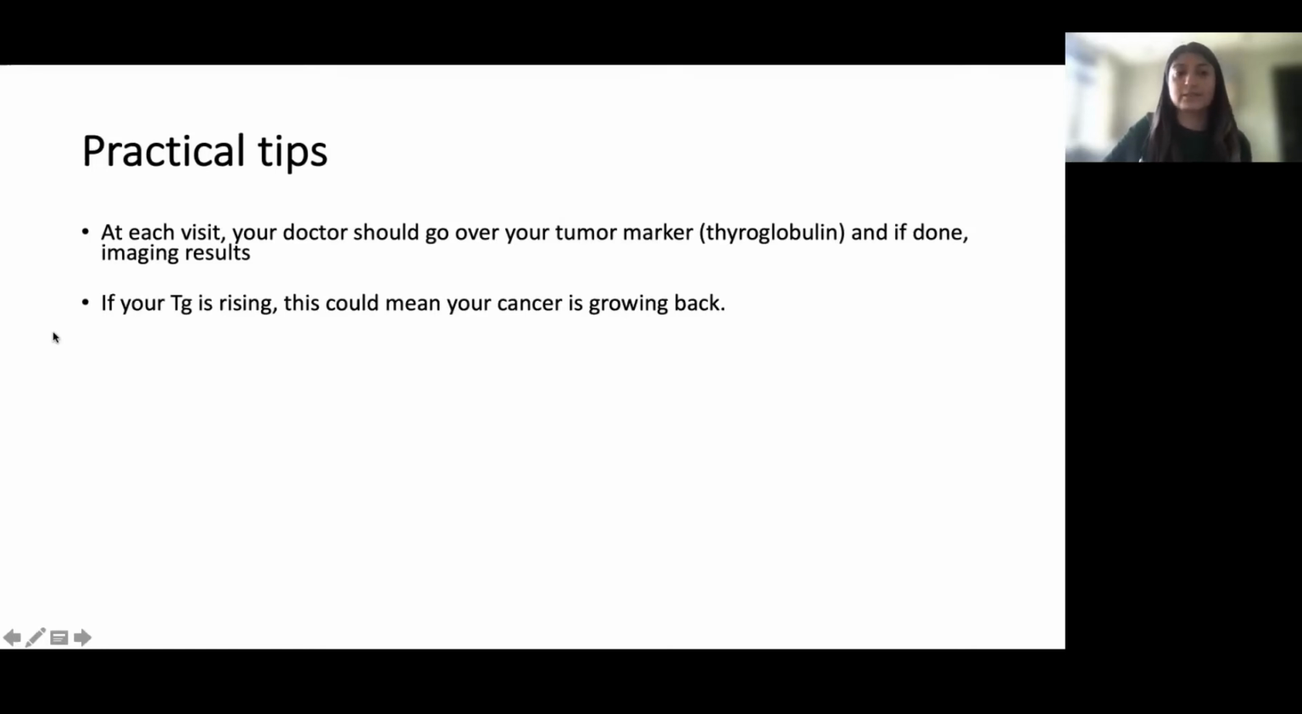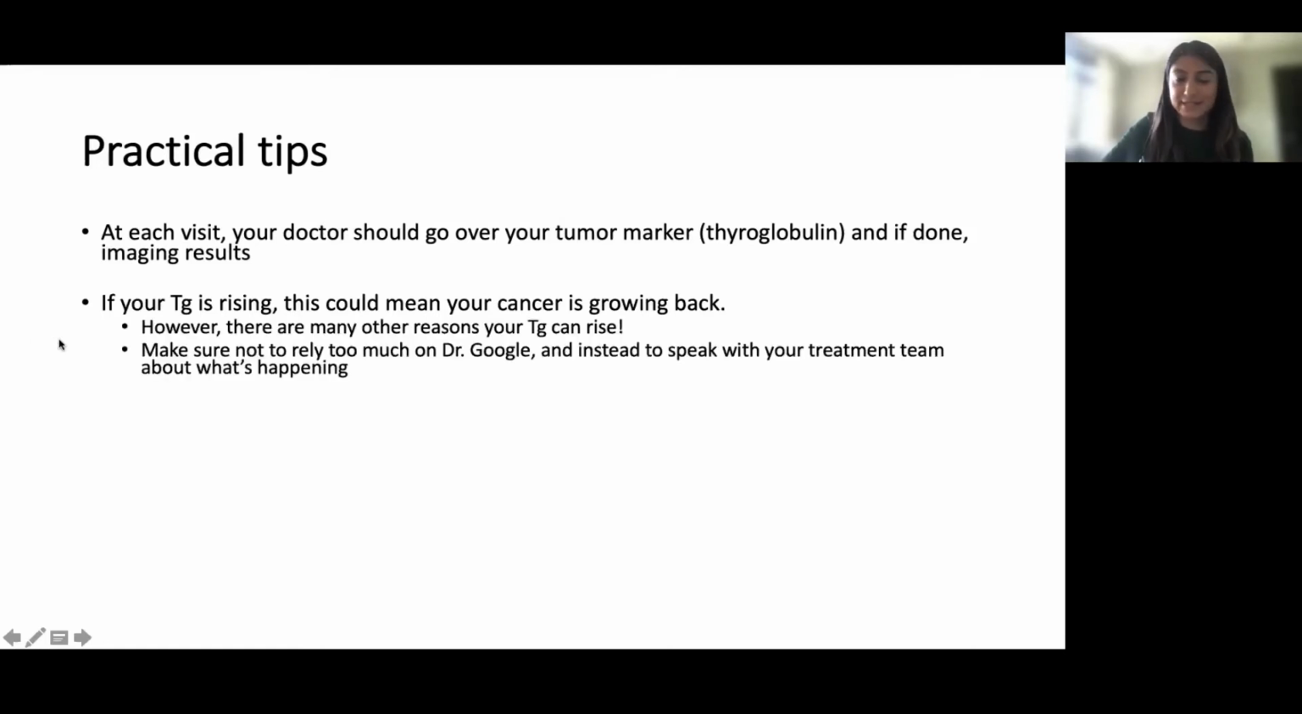If your thyroglobulin is rising, this could mean that the cancer is growing back. But my warning is, there are many reasons why your thyroglobulin can be rising. So make sure not to rely too much on Dr. Google, and instead speak to your treatment team to figure out what that thyroglobulin rise can be. I know that in Alberta, where I practice, we have a patient portal, which means you can log in, you can look at your lab results even before you come and see me. And there's been times where patients are really worried, and understandably so, and their tumor marker is elevated, but there's a very good reason for that. That's not cancer growing back. And so it just sort of reminds me to say, build that caveat in, which is there are many other reasons why your tumor marker can rise. Only one of them is that the cancer is growing back.